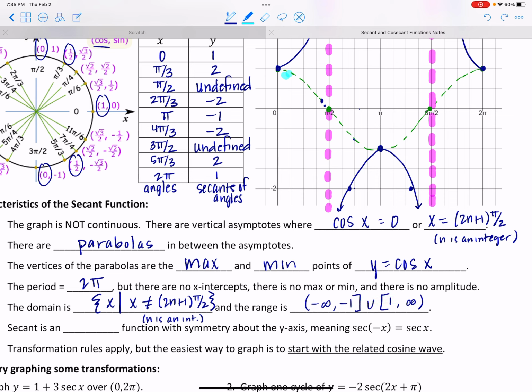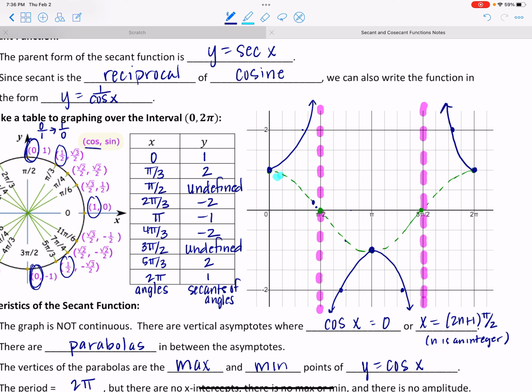But the goal is for us to be able to take any secant function and graph it. So how do we do it? Again, because it's directly connected to our cosine graph, that's what we should do. Let's graph the related cosine function and then use that to flip our points. So even though all of our transformation rules apply, we're going to start by graphing the related cosine wave and then flip those values, okay? So let's pretend we want to graph y equals 1 plus 3 secant x over the interval from 0 to 2 pi. Let's focus on 1 plus 3 times the cosine of x over that interval first. So if I was going to graph 1 plus 3 times the cosine of x, I know I'm going to be shifting up 1.